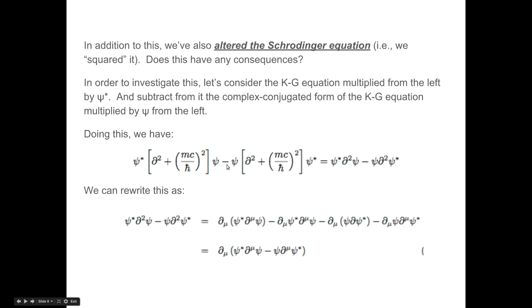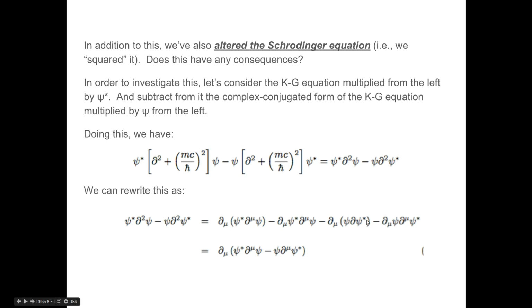And what it gets you is something that looks like this. Basically these mass terms cancel out, and you end up with psi star del squared psi minus psi del squared psi star. You can think about it in terms of the Schrodinger equation: these would be like first order derivatives. And so what you can do is rewrite this. You can use integration by parts, or the chain rule in reverse. So I rewrite this term as a total derivative minus the derivative. I'm basically moving one of these derivatives onto the psi star, and then I do the same thing for this one.